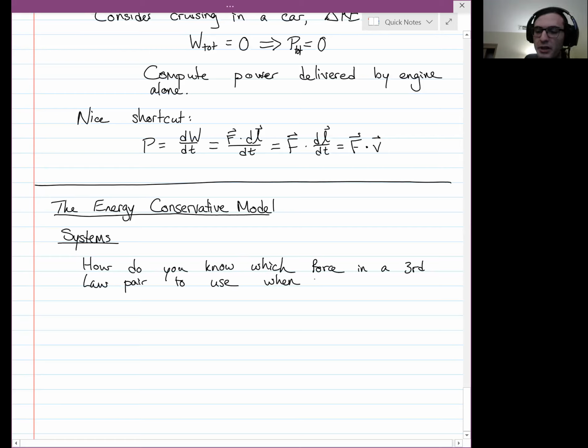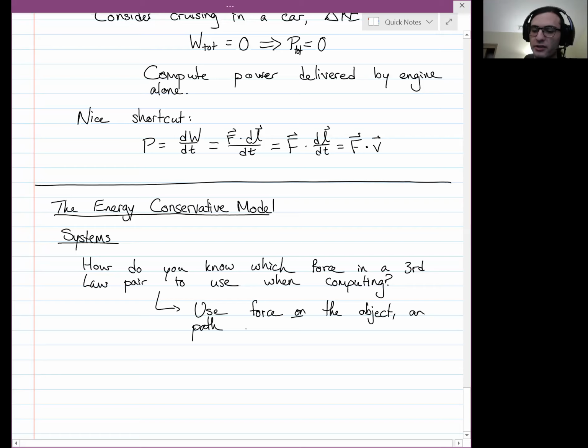Now, what I mean by that is simple. When you compute work, you need to know the force and the path traveled. Which force do you use? Do you use the force on the object or by the object? And I hope most of you are fairly comfortable in saying you use the force on the object. And in particular, the path you use is the displacement, or the path, of that same object. So use the force on the object and the path of the object. That should be fairly straightforward.